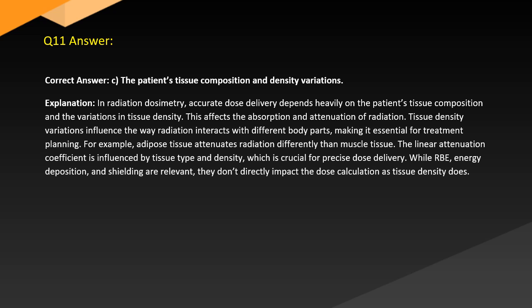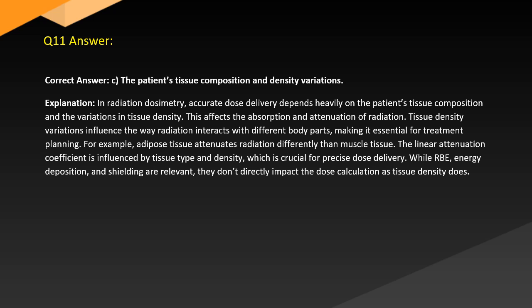Answer. Correct answer. C. The patient's tissue composition and density variations. Explanation. In radiation dosimetry, accurate dose delivery depends heavily on the patient's tissue composition and the variations in tissue density. This affects the absorption and attenuation of radiation. Tissue density variations influence the way radiation interacts with different body parts, making it essential for treatment planning.